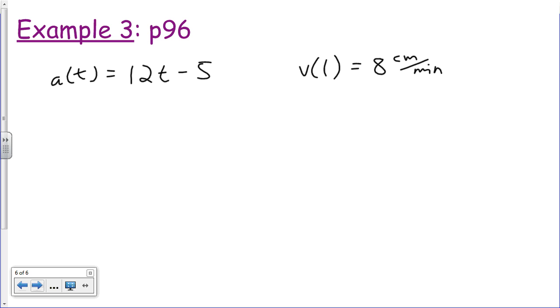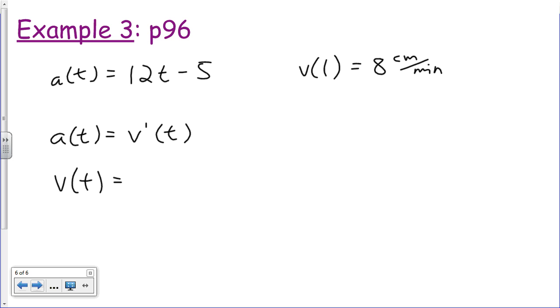All right, so in other words, I'm given acceleration and I want to work my way backwards to find out what the velocity was. The first step I need to understand here is that acceleration, remember, is the derivative of velocity. You're starting with the derivative, and the question is, what does velocity equal? In other words, find the antiderivative.